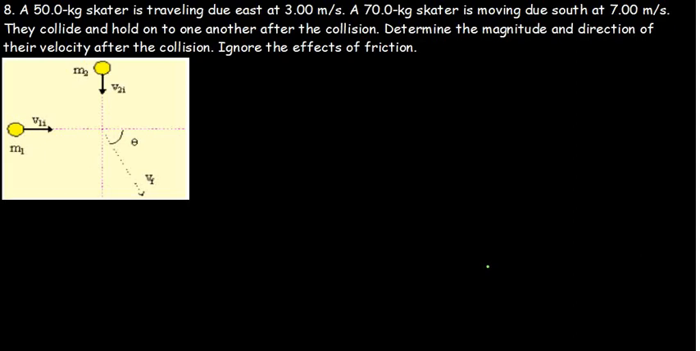So here is our question 8, which is under balancing collision. The question is a 50 kg scater is traveling due east at 3 meters per second. A 70.0 kg scater is moving due south at 7 meters per second. They collide and hold on to one another after the collision. Determine the magnitude and direction of their velocity after the collision. Ignore the effect of friction.